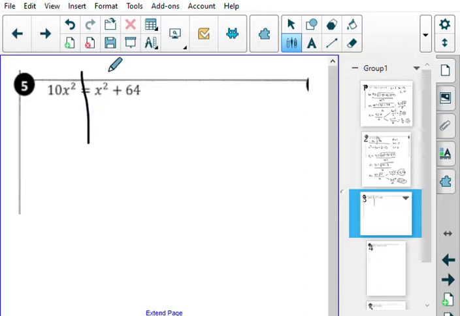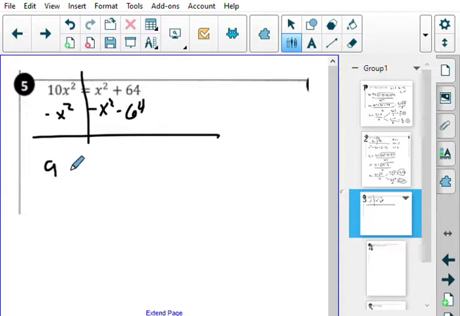So if we look at number 5, I have an x squared and a 64 on the right side. They're both positive, so I have to subtract them both onto the other side. So I'm going to subtract the x squared from the 10x squared. That leaves me with just 9x squared. And I'm subtracting that 64 over as well.